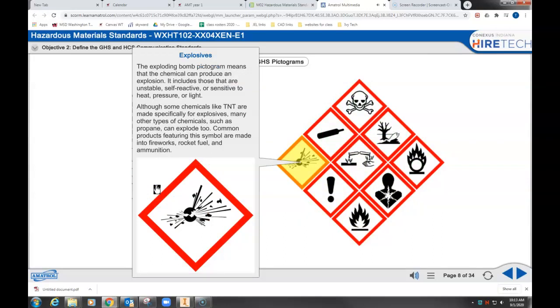Explosives. The exploding bomb pictogram means that the chemical can produce an explosion. It includes those that are unstable, self-reactive, or sensitive to heat, pressure, or light. Although some chemicals like TNT are made specifically for explosives, many other types of chemicals, such as propane, can explode too. Common products featuring this symbol are made into fireworks, rocket fuel, and ammunition.